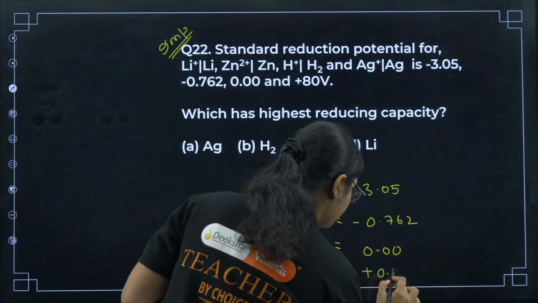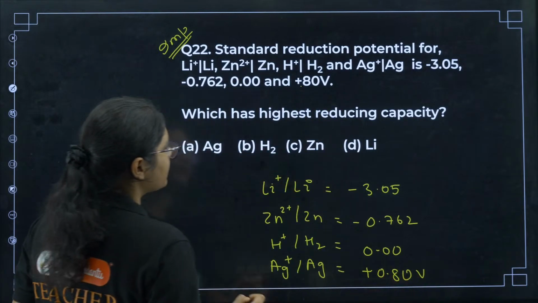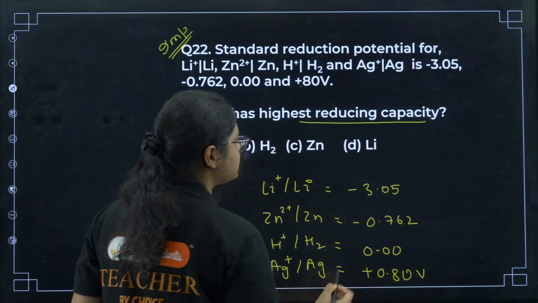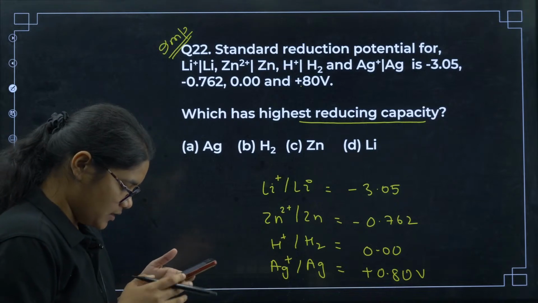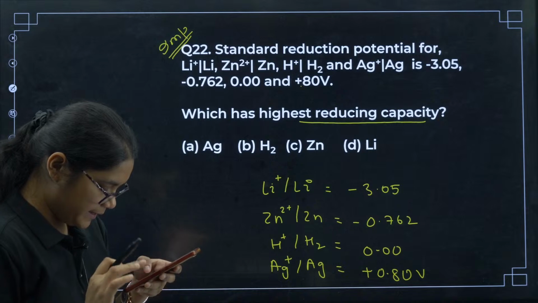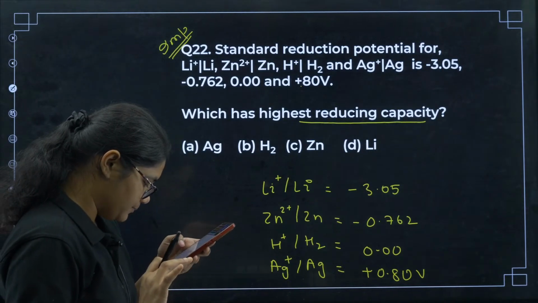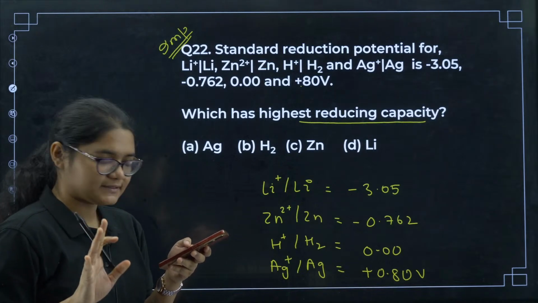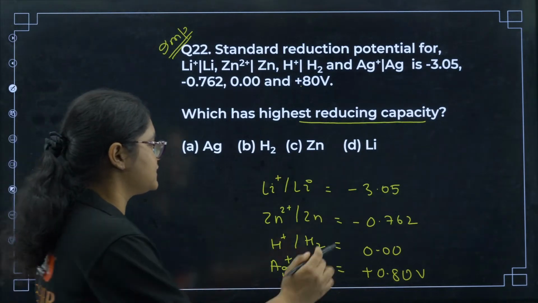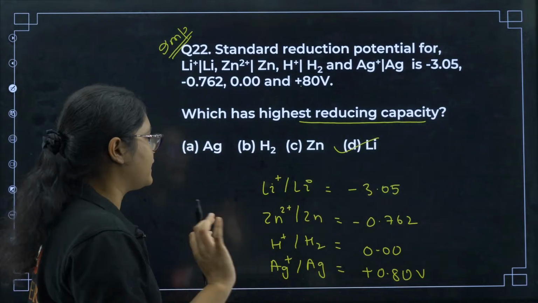Okay, this is 0.80 volt. The question is: which is having the highest reducing capacity? Yes, very important question. All of you have given D as the answer. D is the correct answer, but let me explain to you. Many of you might know the concept, but let me explain.